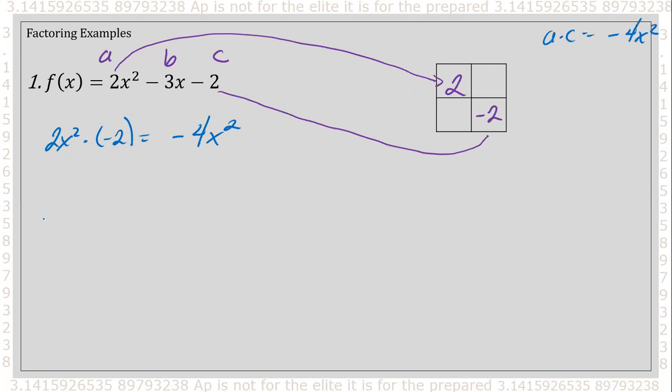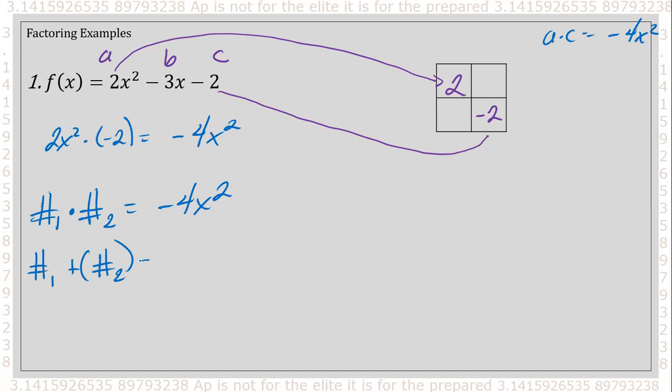Okay, so here's where you guys come in. You have to go ahead and find a number that multiplies with another number, and the product has to equal negative 4x squared. Those same numbers have to add to the term right here, the term b, which is our negative 3x. Okay, so let's go ahead and figure those out.